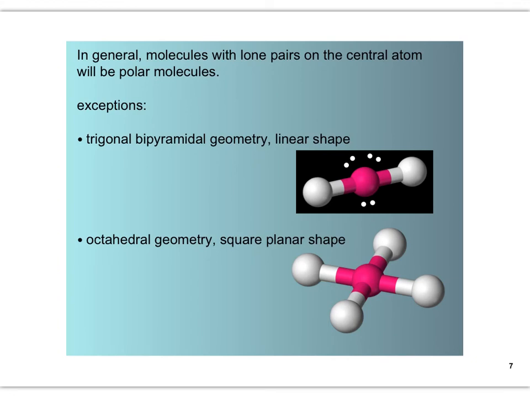So in general, if we've got lone pairs on the central atom, we're going to have polar molecules. We just saw one exception, the square planar shape with the octahedral geometry. And then the other exception is the linear shape with the trigonal bipyramidal geometry. So 3 sets of lone pairs here. And then this one we just saw had 2 sets of lone pairs. Hopefully now you know how to determine the polarity of a molecule.